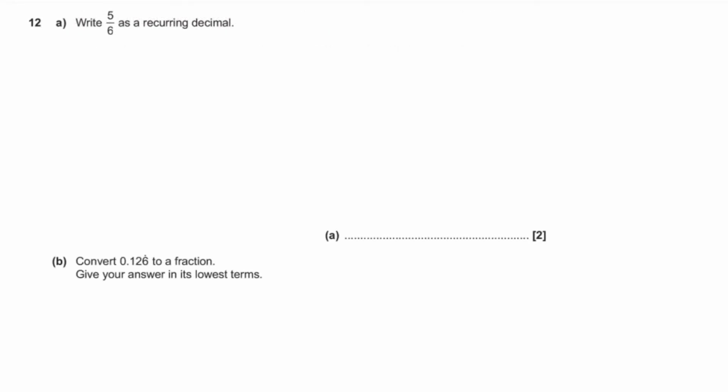Question 12a. Write 5/6 as a recurring decimal. Well, I'm going to work this out using short division. I'm going to write 5 divided by 6. But to get the recurring decimal point, I'm going to write a few extra zeros on the end here so I can start seeing what the pattern is.